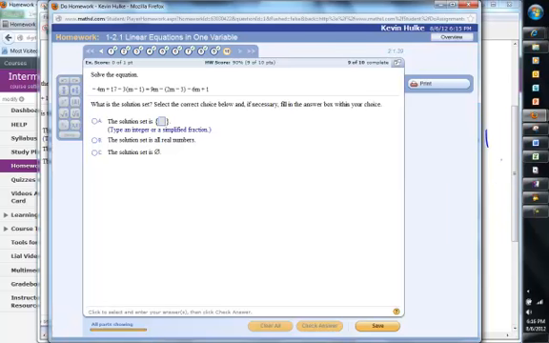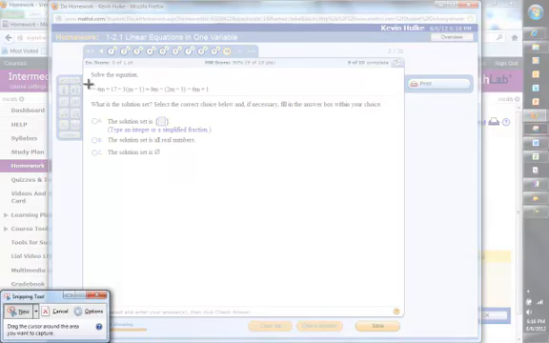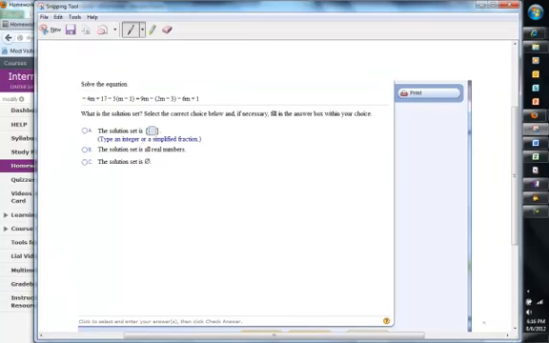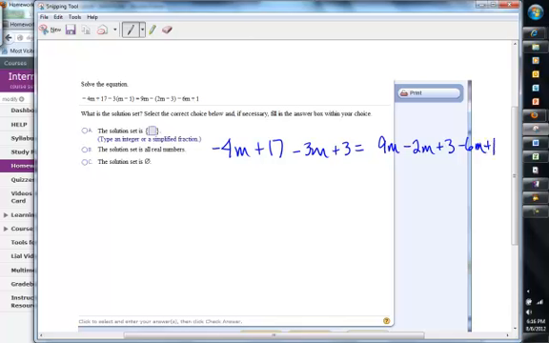All right, so we have this problem here. The first thing we want to do is to copy it down, and then negative 4m plus 17 minus 3 times m is minus 3m, minus 3 times negative 1 is plus 3, equals 9m minus 2m minus negative 3 is the same as plus 3 minus 6m plus 1.